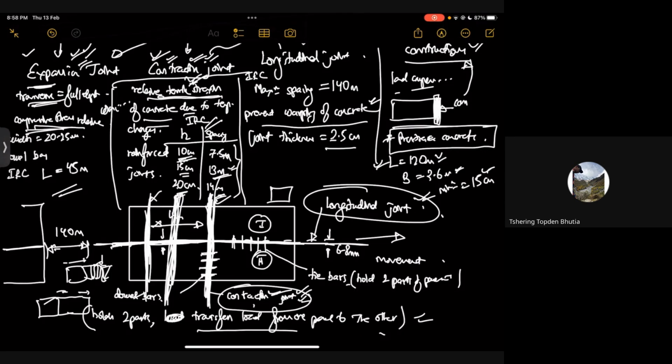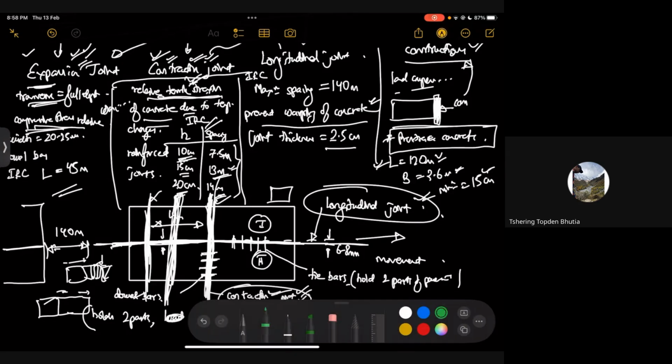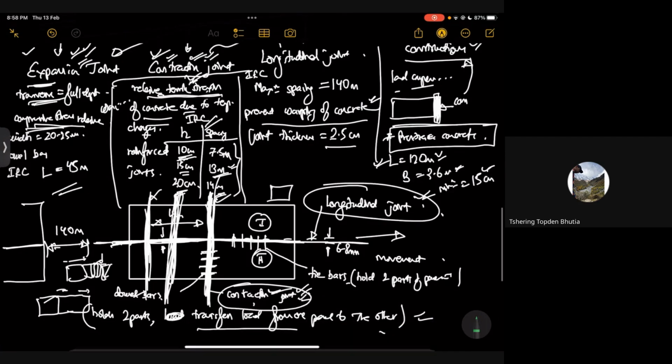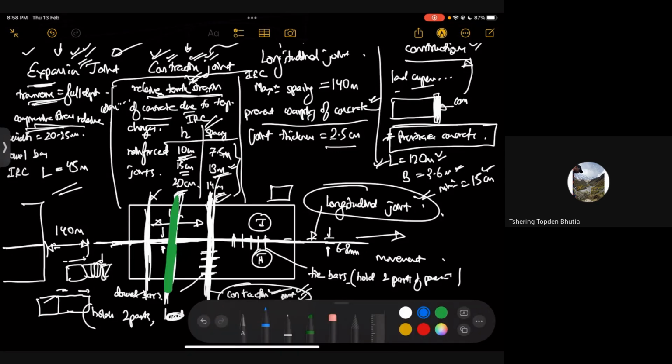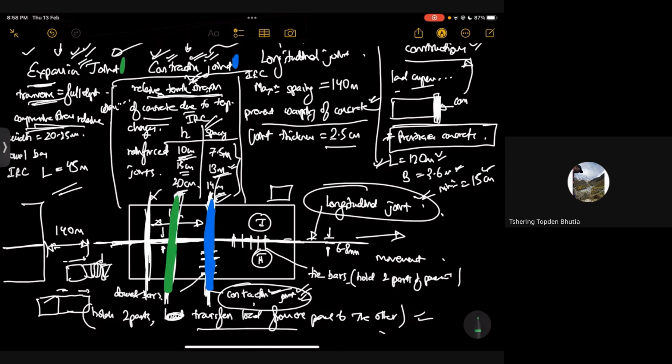Kindly use different colors so that we can easily follow. Okay, problem bhayo, kehi chaina. Fine, I'll do that. Okay, let's not break the flow. Thikai cha. This is the expansion joint array. Okay, and this is the contraction joint array. Expansion and contraction joint array.